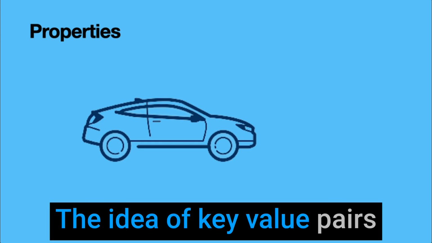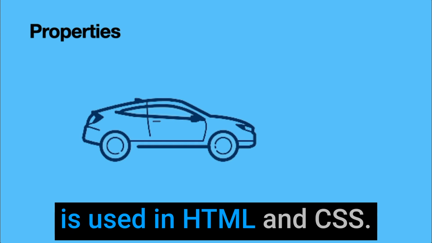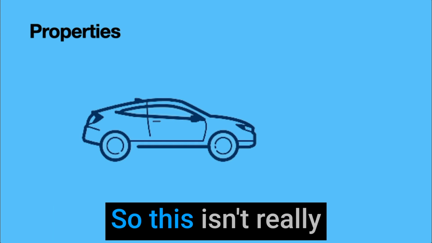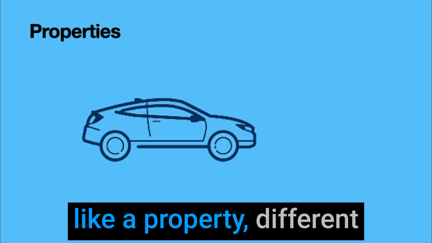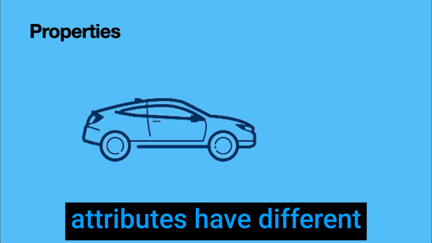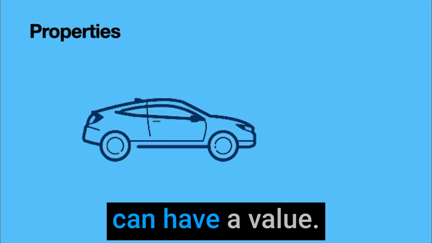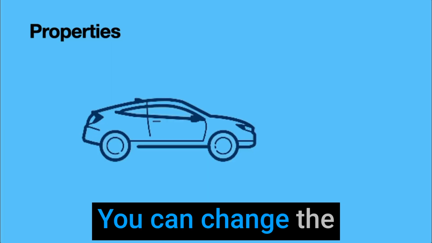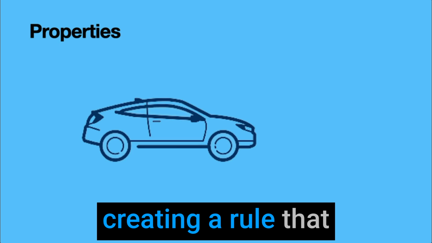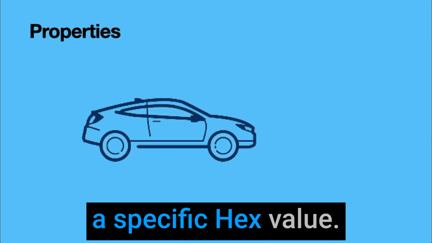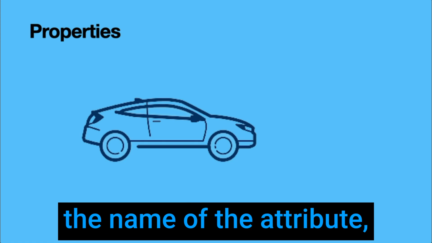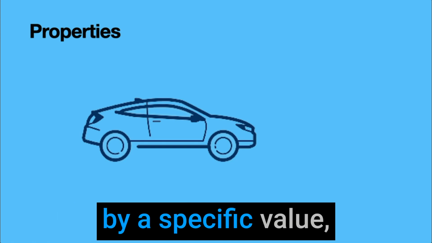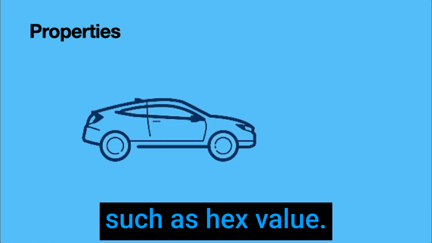The idea of key-value pairs is used in HTML and CSS, so this isn't really a new concept. In HTML, an attribute is like a property. Different attributes have different names, and each attribute can have a value. In CSS, you can change the color of a heading by creating a rule that makes the color property a specific hex value. You do this by providing the name of the attribute, such as color, followed by a specific value, such as a hex value.